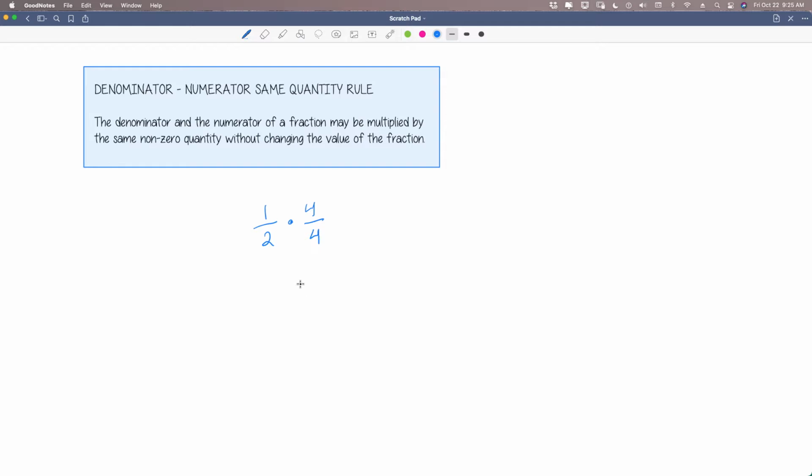So we can multiply the top and the bottom, the denominator and the numerator, by the same number, and it does not change the value of the fraction. So 4 times 1 is 4. 2 times 4 is 8. 4/8 is still the same as 1/2. We recognize that we can reduce this to be the same as this.